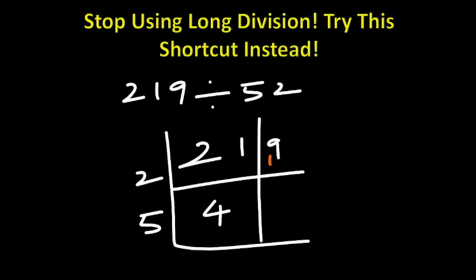And then 2 fours are 8. 19 minus 8 is 11. So the remainder is going to be 11 and the quotient is 4.